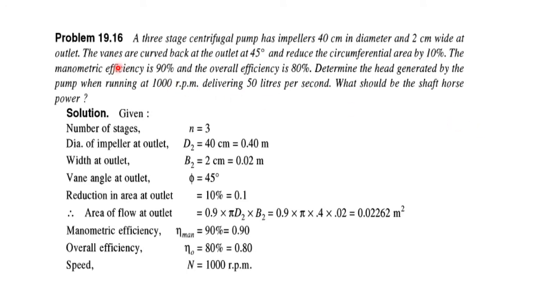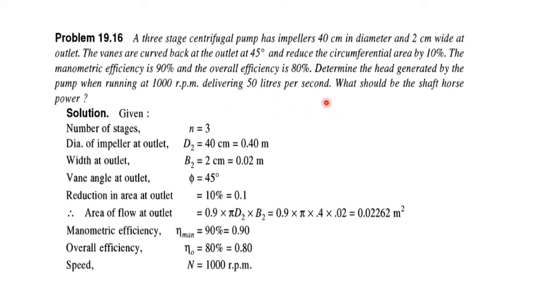In this first problem, a three-stage centrifugal pump has impellers 40 cm in diameter and 2 cm wide at the outlet. The vanes are curved back at the outlet at 45 degrees. It means this is the vane angle at outlet, and the circumferential area is reduced by 10%. The manometric efficiency is 90% and the overall efficiency is 80%. Determine the head generated by the pump when running at 1000 rpm, delivering 50 liters per second.